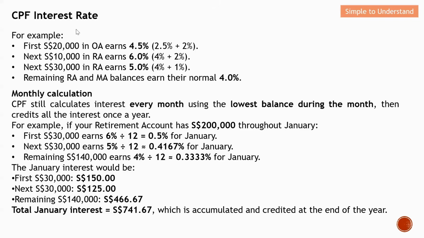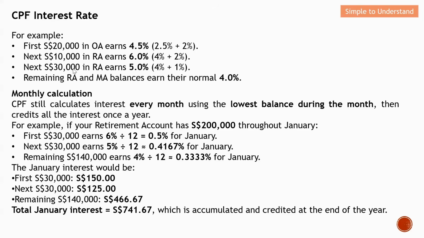Let me further illustrate on the next slide. Let me explain in deep detail so that you know exactly how to compute your CPF interest rate. For this case here, only the first 20K in your OA will be able to enjoy the additional 2%. So basically for this first 20K in the OA, they will earn 4.5%. Basically the base will be 2.5 plus the additional. So therefore, this first 20K will earn an interest rate of 4.5%. Next, if you still remember, only 30K will be able to enjoy 2%. What we have left over will be just the 10K in the RA account, which will enable us to earn 6% rather than 4%, an additional of 2%.